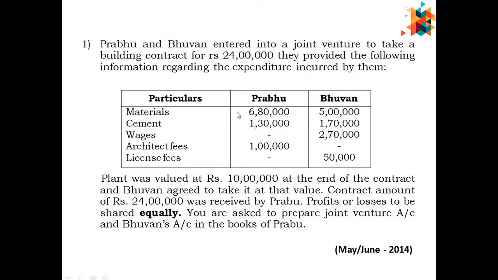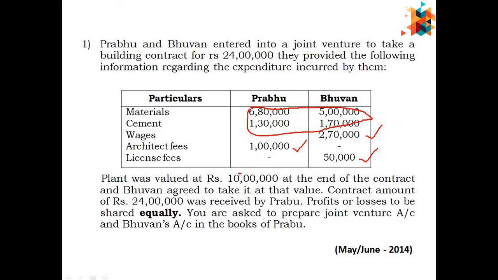Next, we'll see the inputs now. These are the inputs made by both of them, that is materials and cement. This wages amount is given only by Bhuvan, and Prabhu has given architecture fees, and again Bhuvan has given 50,000 as license fee. These 3 are the individual contributions made by them.